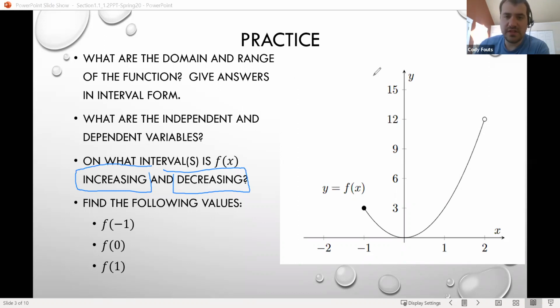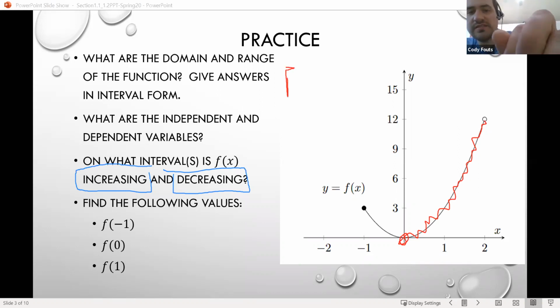So let's first look for increasing. And I noticed that the graph seems to go up from left to right, starting kind of down here at the origin. And then on all of this piece up here, it goes up. Okay, so I identify where it's increasing. And when we do this, we identify it as an interval based on the input values.